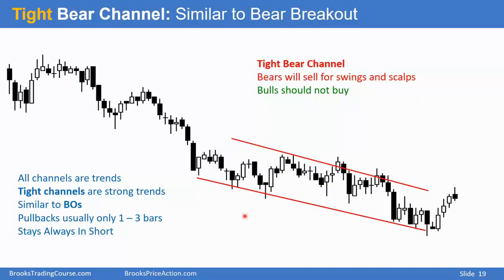Here, a tight bear channel. The pullback went up 3 bars or so, but it's really very difficult to make money buying when the pullbacks are relatively small like this and the channel is so tight. Better only to look to sell.